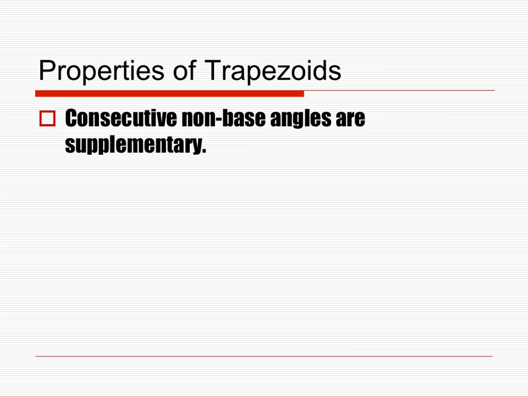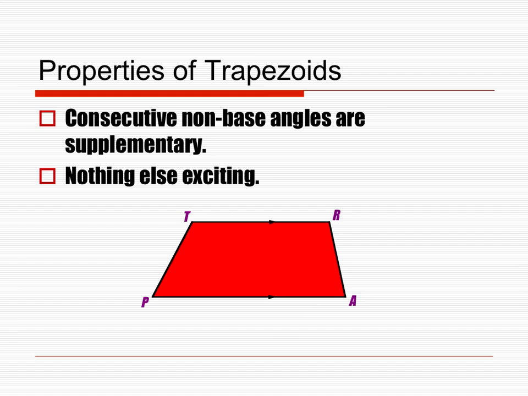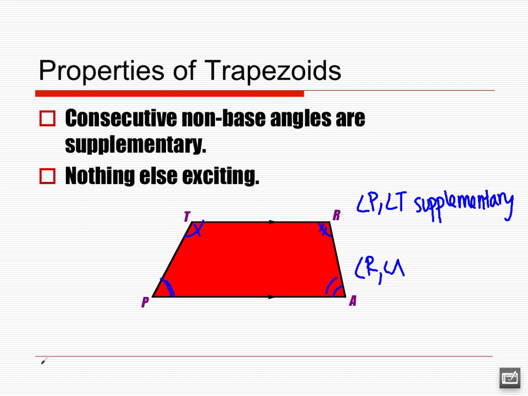So some important properties. The consecutive non-base angles are supplementary. And that's pretty much it. So here's that figure that we had before. Okay, so we know that P and A are base angles. So when it says non-base angles, it means P and T are supplementary, and then A and R are supplementary. So that would be important to write down. Angle P and angle T are supplementary, and then angle R and angle A are supplementary. Remember from before that supplementary means they sum to be 180 degrees. And that's honestly all that's important about a trapezoid. Consecutive non-base angles are supplementary, and then also that there's one pair of parallel sides.